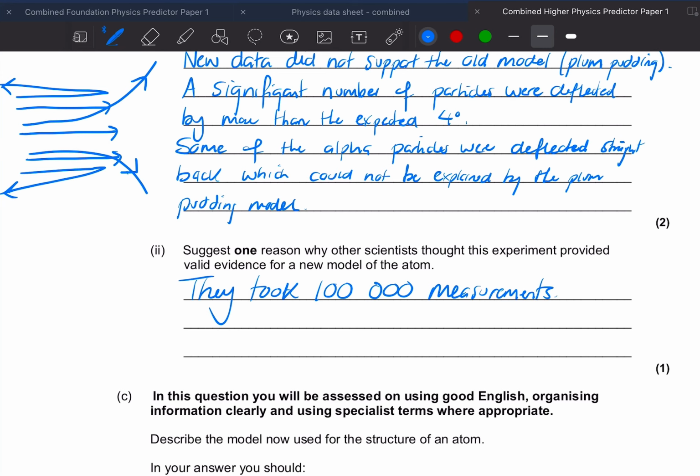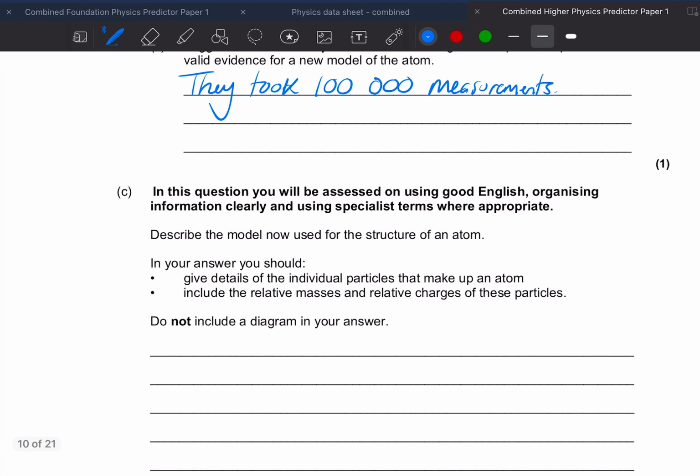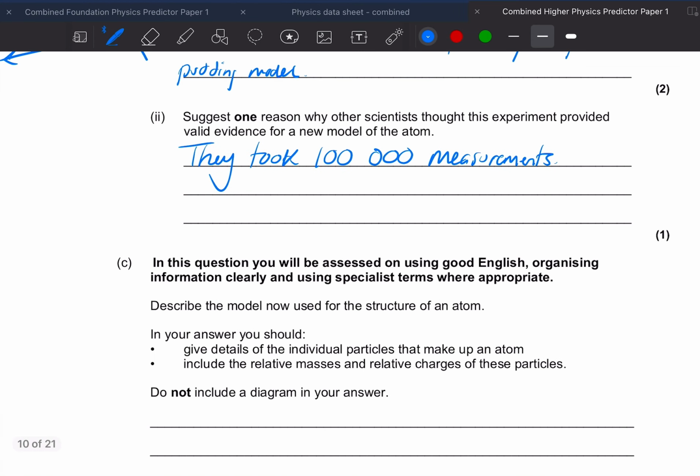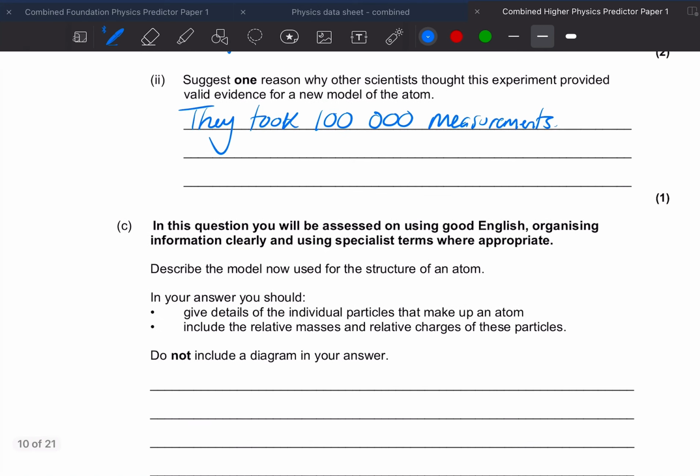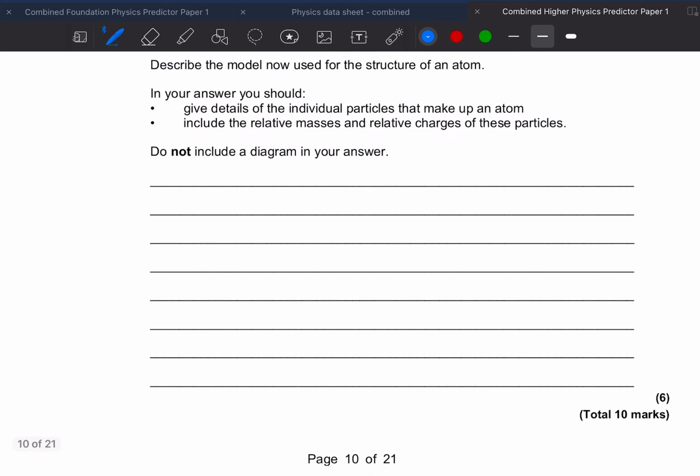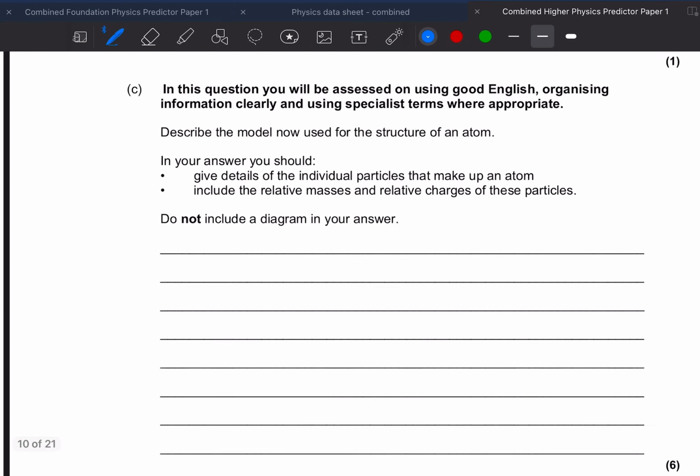Right, so that's a lot. You could also say that the scientists were respected scientists within the community, or they did it over a long period of time. Okay, another 6 mark. That's 3 so far on this paper.